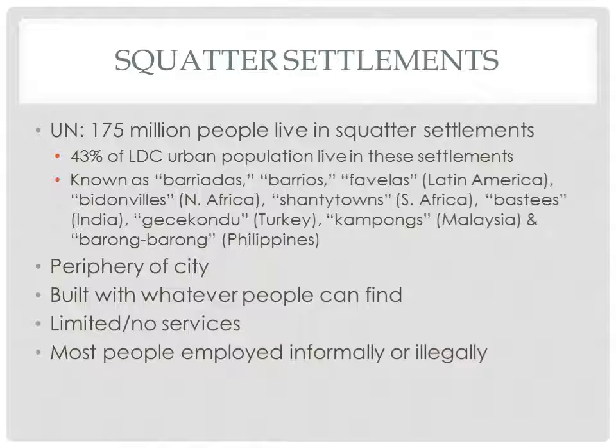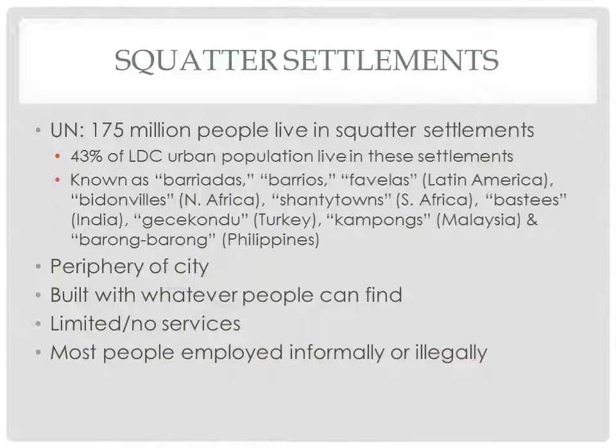However, a different source, also from the United Nations, cites it at 880 million. So that's a big disparity. All right. And about 43% of an LDC's urban population are living in these squatter settlements. Remember that these are the lowest income areas, a lot of times on the periphery of cities, where people don't own or rent and they erect homemade structures.